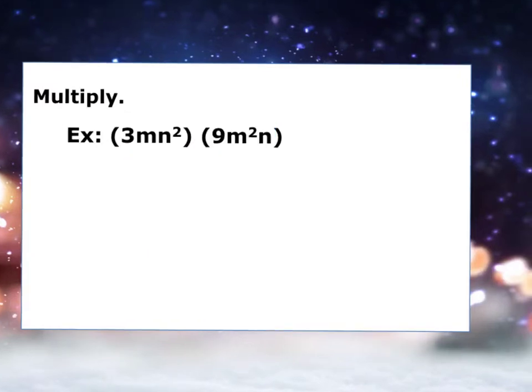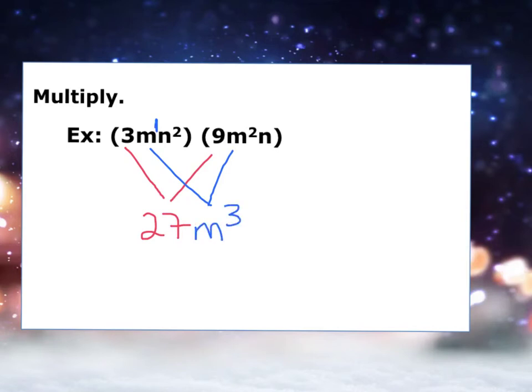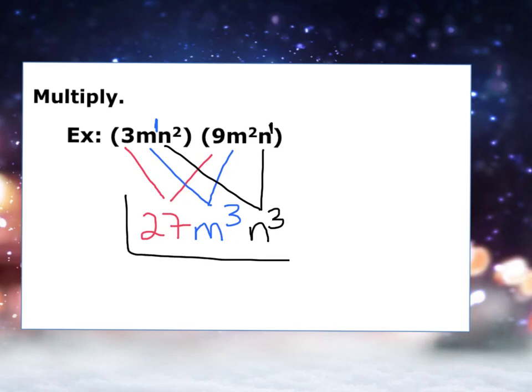Okay, here's our second example. Same thing, we're going to multiply the coefficients, and we get 27. Then we're going to multiply the m's, and this one has m to the 1, and we end up adding the exponents, so we get m to the 3rd power. And then we're going to multiply the n's together, and we get n to the 3rd power. Once again, this n has an exponent of 1, and we add the exponents. And here's our completed answer.